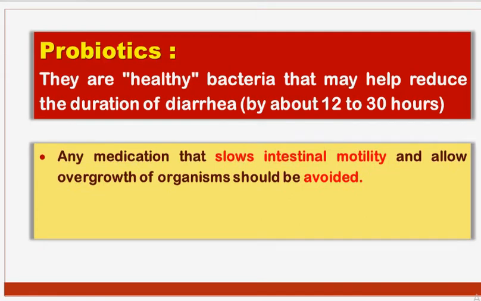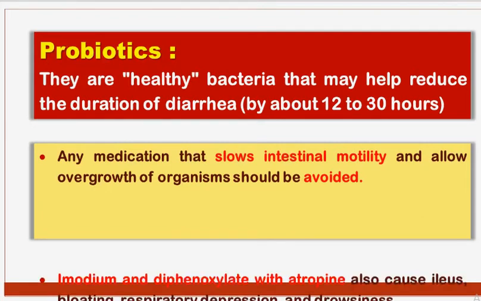We have the recommendations about medication that may slow the intestinal motility. They call them the astringents. There is no meaning of astringent, contraction or constriction, in acute diarrhea. There is no need to stop the diarrhea. What you should do is manage the manifestations according to the presence of diarrhea, to prevent dehydration or to treat the dehydration. If we give medication that slows intestinal motility, this will allow overgrowth of organisms. That's why it should be avoided.